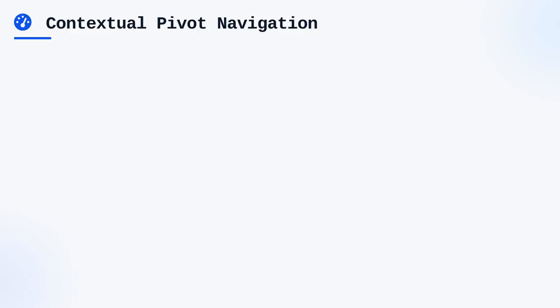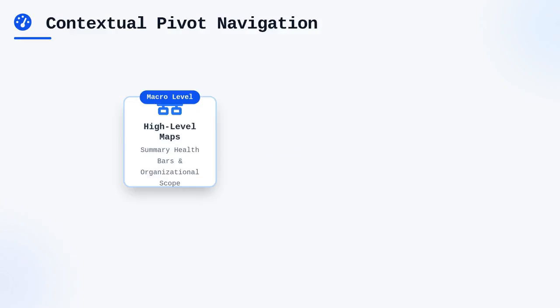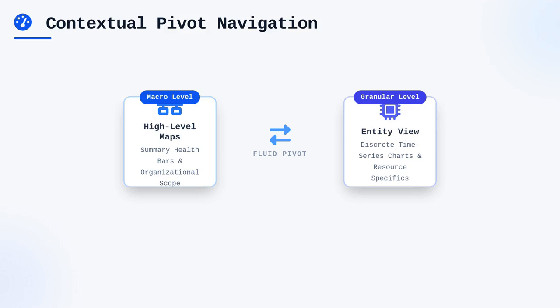Efficiency in monitoring often comes down to the speed with which you can transition between high-level macro maps and granular entity views. When you interact with a summary health bar or a specific resource list, you are essentially initiating a contextual pivot that maintains your focus on a particular subset of signal data. By clicking on a specific entity, such as an individual cloud instance or a container, you move from an organizational level perspective to a localized entity view that includes specific time series charts for that discrete resource.